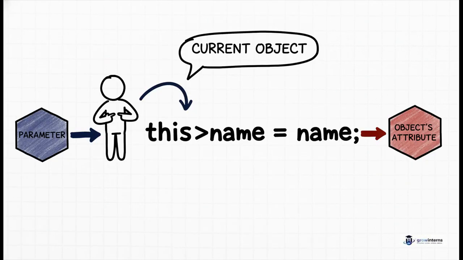The solution is the this keyword. This is a special pointer, and it always refers to the current object instance that you're working with. By writing this.name, you're being super explicit. You're telling the compiler, hey, I'm talking about the name attribute that belongs to this object. And just like that, all the ambiguity is gone, and the parameter gets assigned to the right place.